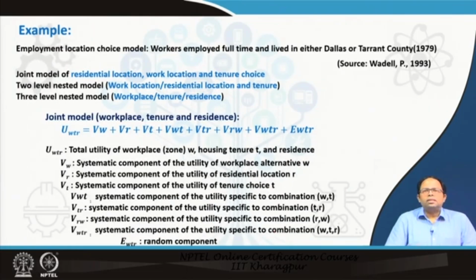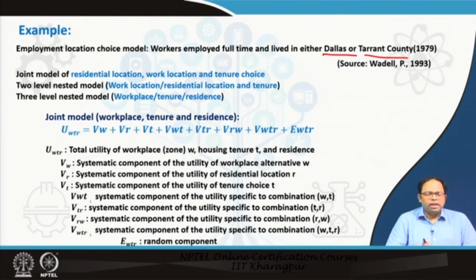So, let us discuss an example. This is a study by Waddell. This is a famous study where employment location choice was modeled, and this was done for workers employed full time and living in Dallas or Tarrant County in the US, of course. And this is a joint model of residential location, work location and tenure choice.